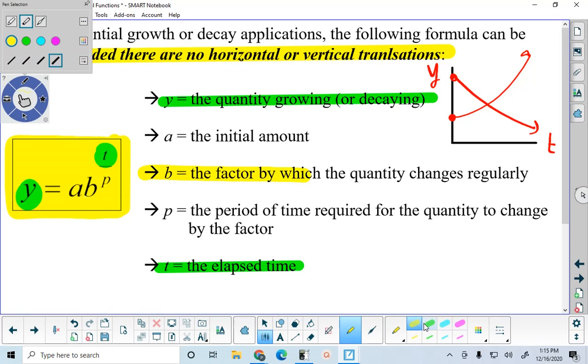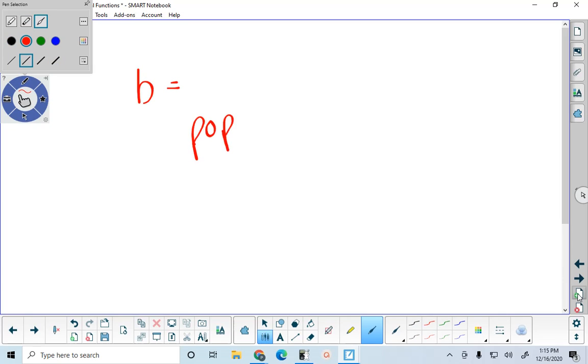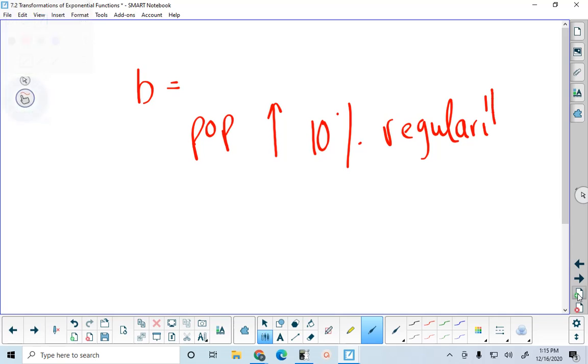I would like you to figure out what B would be if a population goes up by 10% regularly. And I would like you to write what the value of B is in decimal form in the chat message window. That's 1.1. We already know what B is.